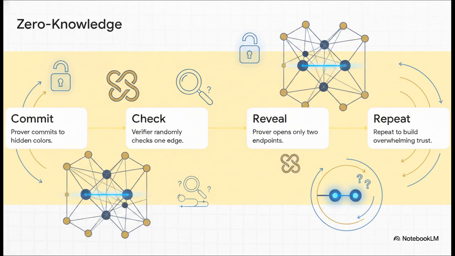A verifier then randomly checks just one tiny local constraint, say one edge of a graph. The prover only reveals that tiny piece. By repeating this process over and over and over, you build this overwhelming mathematical trust without ever disclosing the full picture. It's just brilliant math, allowing verification without disclosure, which, as you know, is absolutely critical today for enterprise AI, medical privacy, and national security.